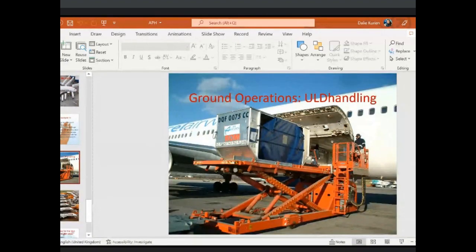This is ground operations, where your cargo would be handled. A huge number of cargoes, that is, more cargo if a company is sending to another company. So you will have huge, big cargoes coming up. So in that case, ULD. This is called a ULD.